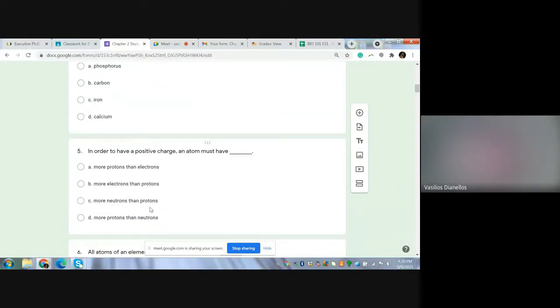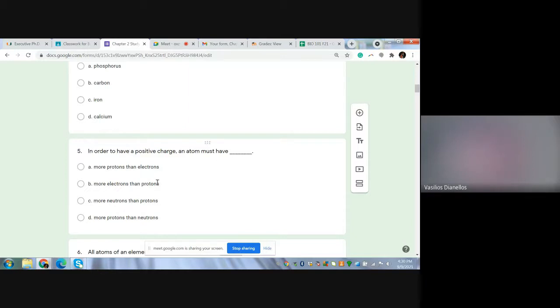In order to have a positive charge, you need to know this, right? You need to know how an atom would have a positive charge or a negative charge, right? So to have a positive charge, it must have more protons than electrons. And I could reword that to say fewer electrons than protons, in which case that would still be the correct answer, but it would be worded a different way. And of course, I could reword the question to say, in order to have a negative charge, an atom must have, right? So the idea here is don't memorize this exact question.